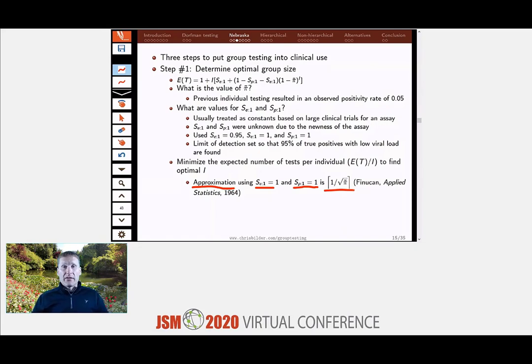Now, what happens if the sensitivity is not equal to 1? Well, this approximation doesn't work. But also, you might be interested in an exact answer. And so, what can we do about that? Well, fortunately, there's an app for that.